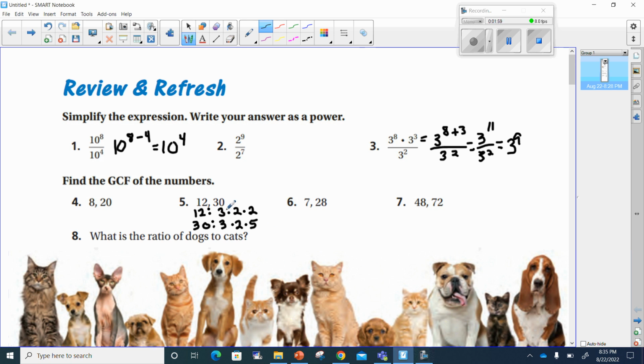Now we look at the greatest common factors. We're going to circle the things that are alike. The 3s are alike. The 2s, they're both of them as well, but 2 and 5 aren't. So the greatest common factor would be 3 times 2, which is 6.